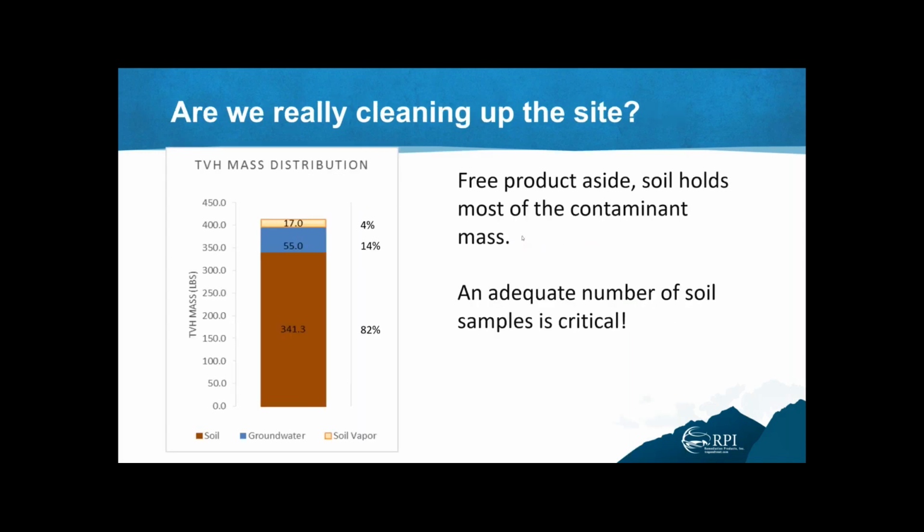Why is this important? Because most of your contaminant is absorbed to the soil phase. I give you this example of total volatile hydrocarbon mass and say, okay, 82% is absorbed to the soil phase. Now, that's going to vary depending on soil types, but it is always the majority. So you have to have an adequate number of soil samples to actually characterize a site. And what you do to impact what is bound to that soil really determines whether that site is actually clean or not.